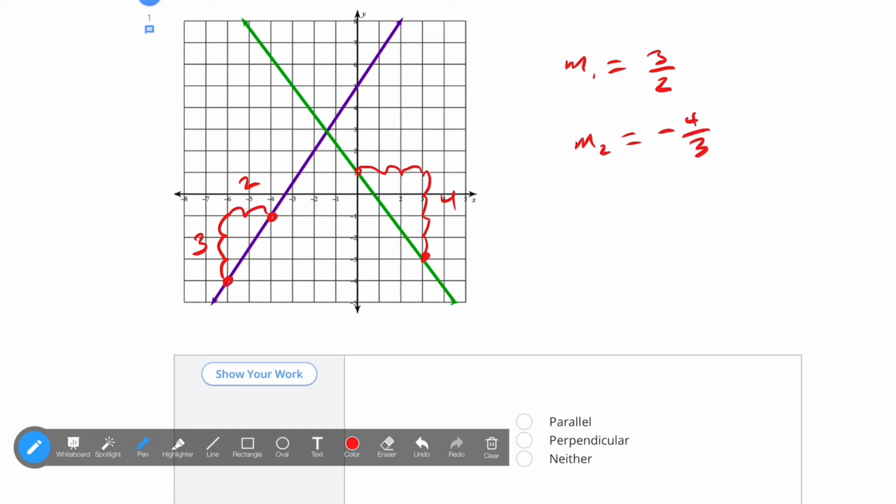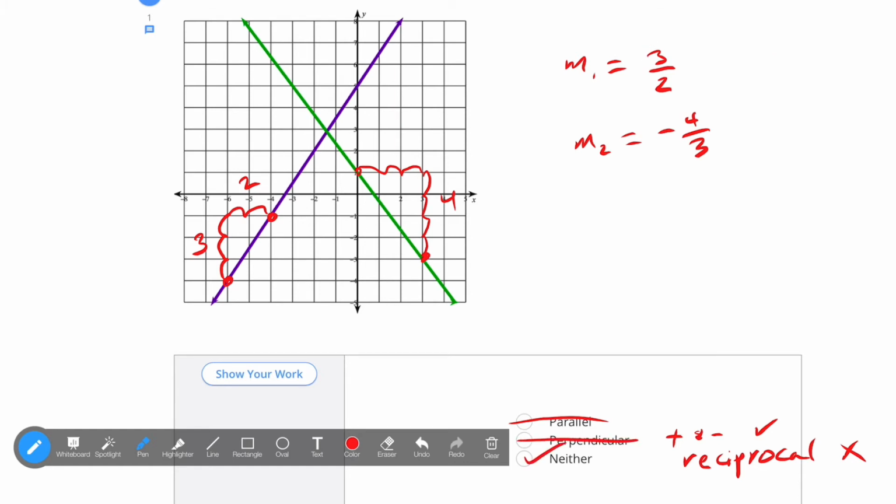Obviously they're not parallel because they're not the same. Now let's check for perpendicular. Do we have a positive and a negative slope? Yes, we do. Second, do we have a reciprocal? No, we don't. The reciprocal of 3 over 2 is 2 over 3. So they're not perpendicular, so they're neither.